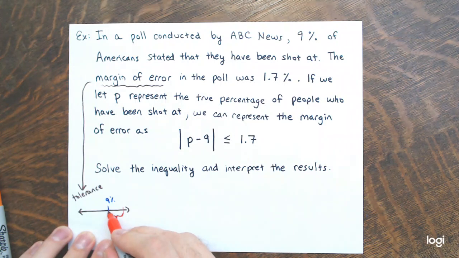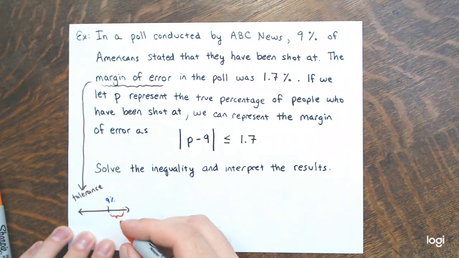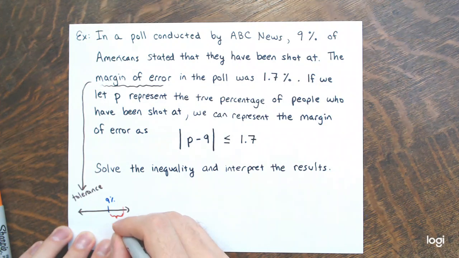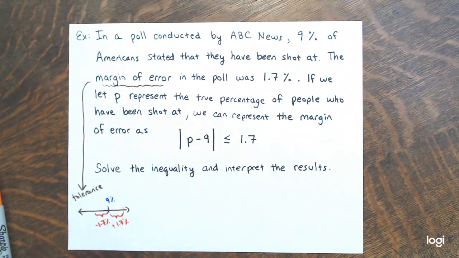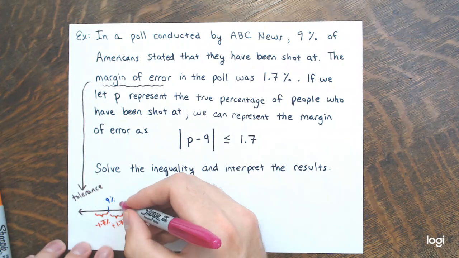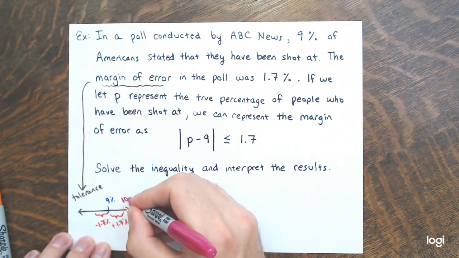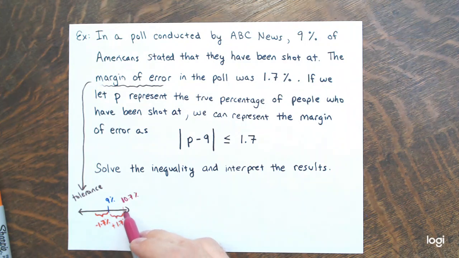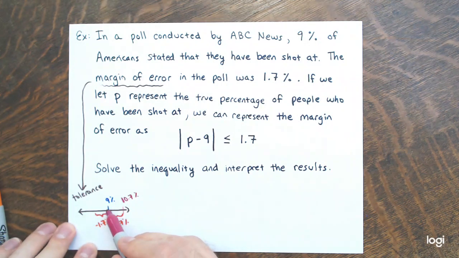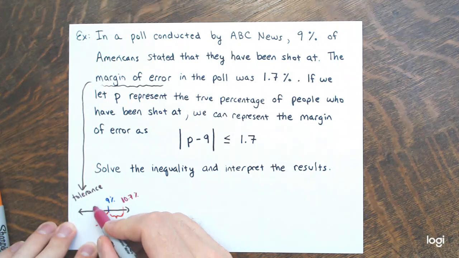So the percentage of people that are shot at could be 9% plus 1.7%, or minus. It's a tolerance on both sides, or minus 1.7%. So if I take 9% plus 1.7, that'd be 10.7%, the high end of my interval here. And then 9 minus 1.7% would be 7.3%.